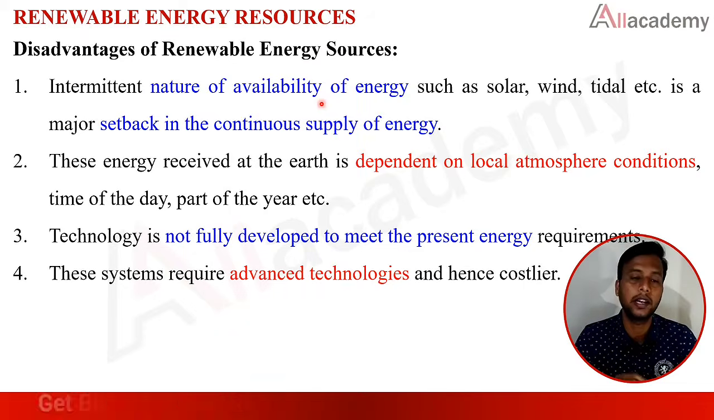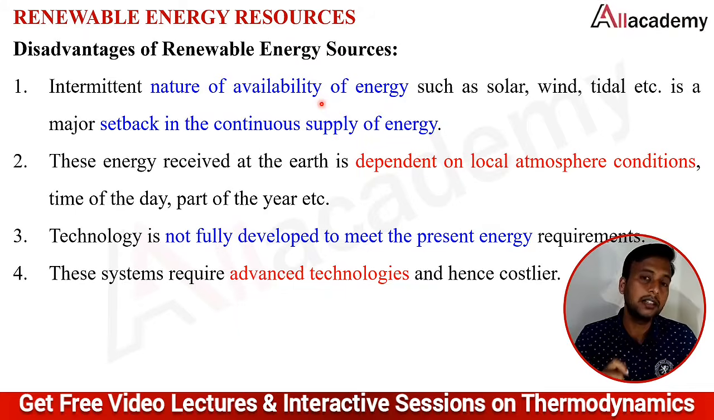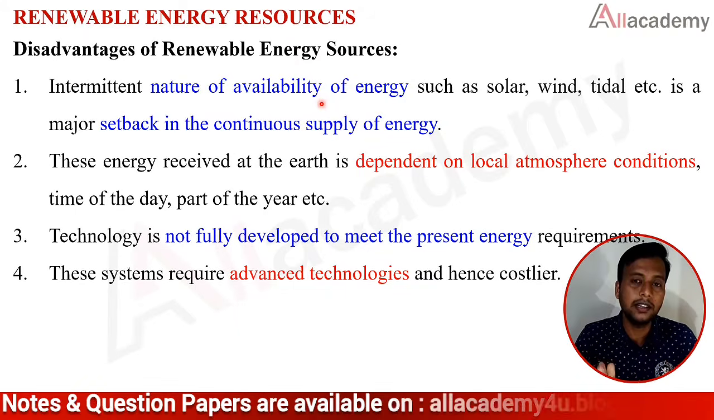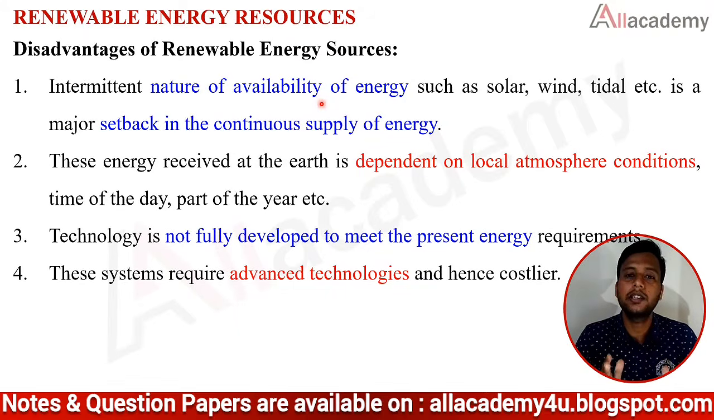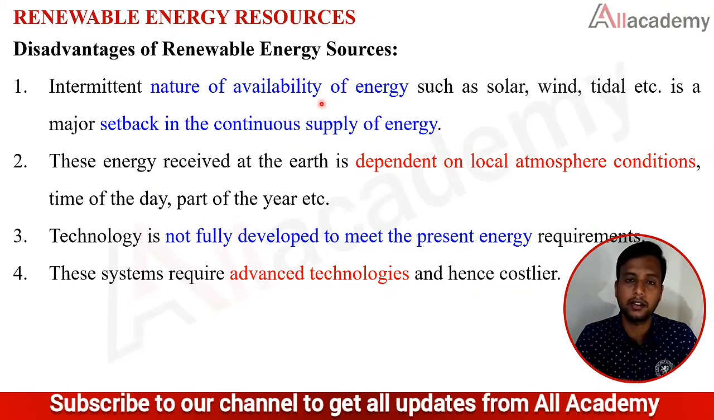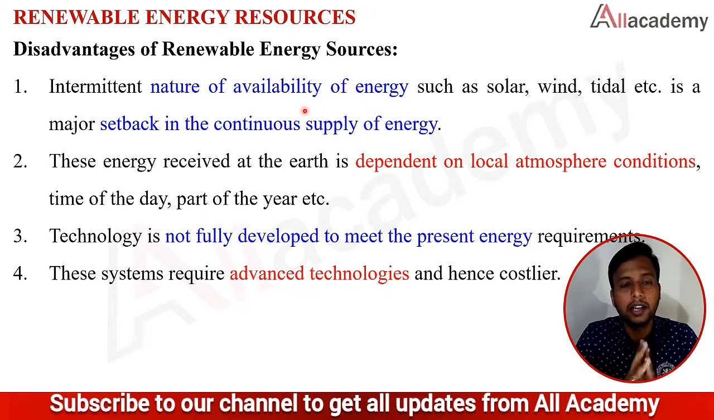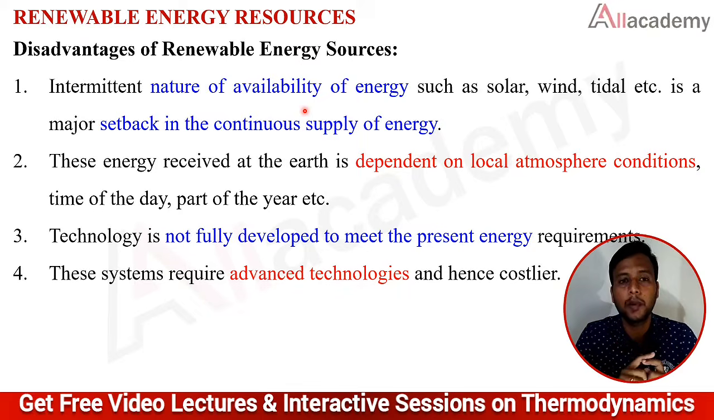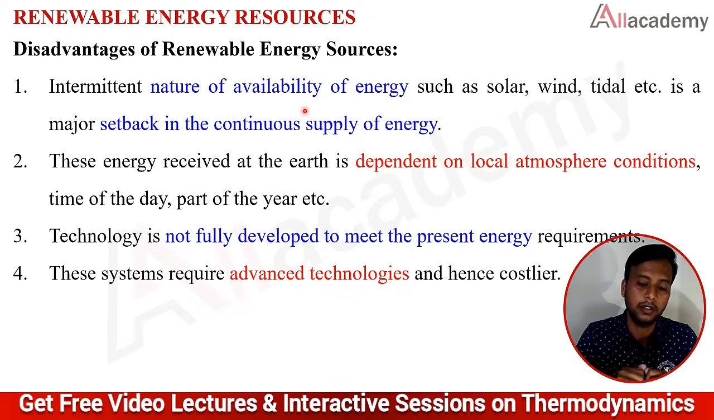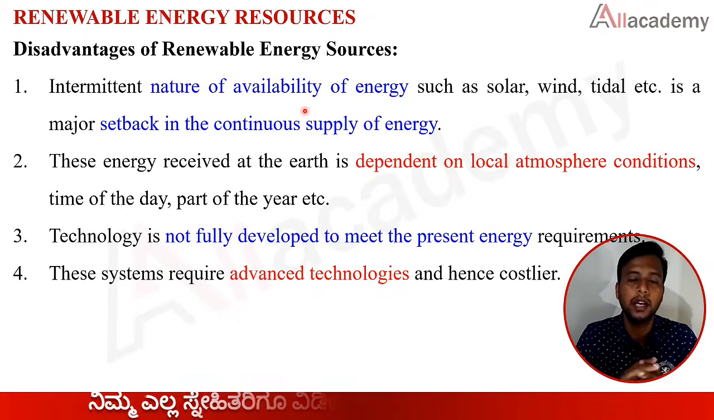For example, with solar energy, during the rainy season we don't get sufficient sunlight. That is a major drawback. During that period, the quantity of energy we require may not be extracted. It is based on the nature of availability, so the energy extraction may vary. That is a major drawback of these renewable energy sources. Even wind and tidal energy are dependent on nature, so the energy produced may vary.